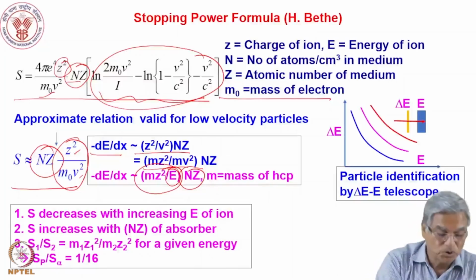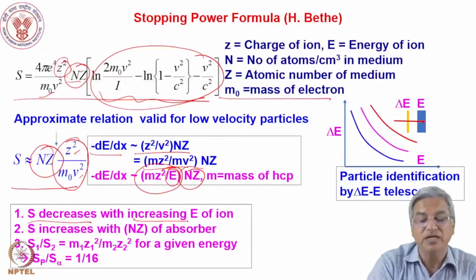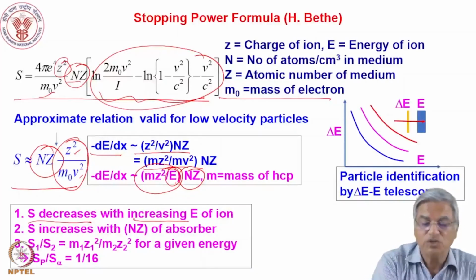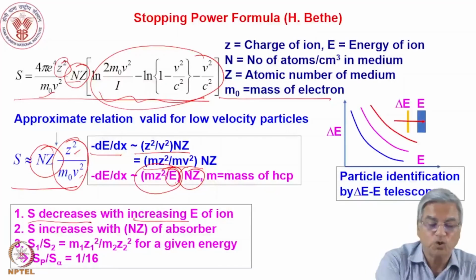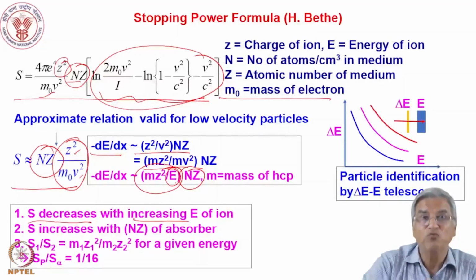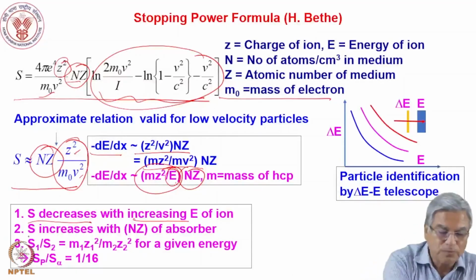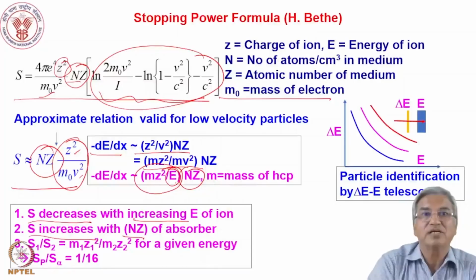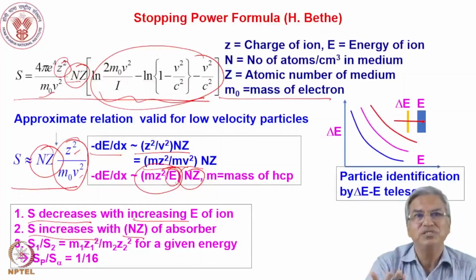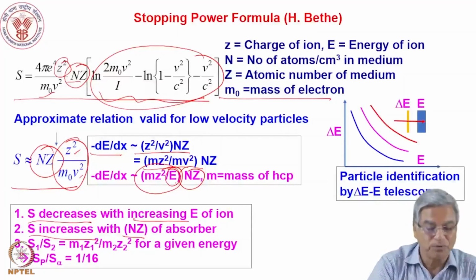So you can see here that the stopping power decreases with increasing energy of the ion, because the energy is in the denominator. As the energy of the ion increases, the stopping power decreases because it is moving very fast. The stopping power increases with nZ, the electron density. The higher the electron density of the medium, the higher is the stopping power.